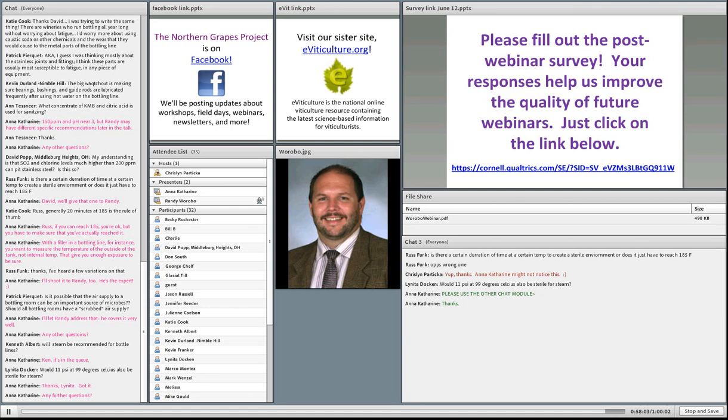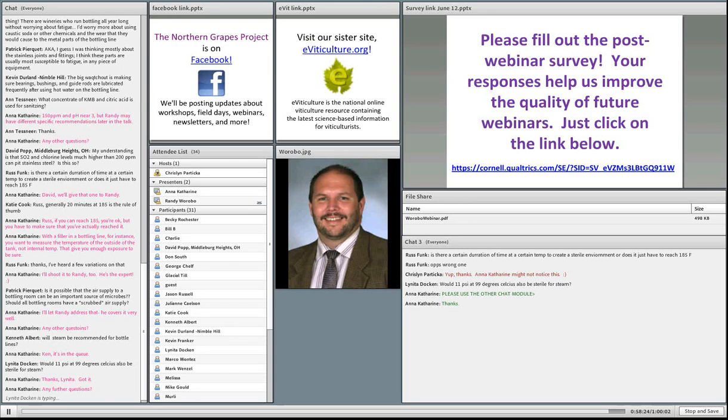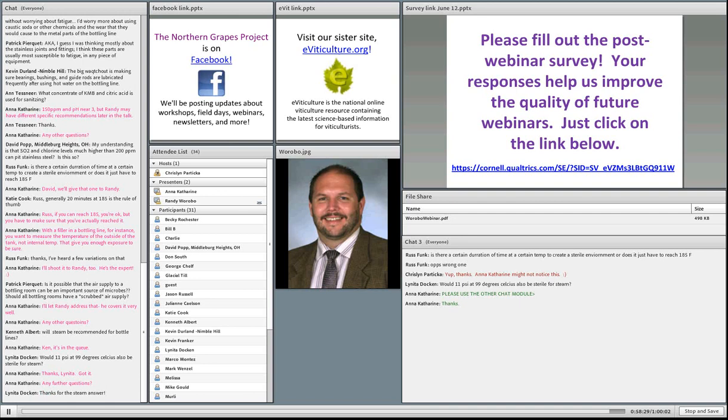Next question: would 11 psi at 99 degrees Celsius be sterile for steam? Yes, that would be sterile. Because now you're dealing with steam, it has a higher energy release when it cools down, and at that pressure you'd have to have a specific amount of time. Usually it's 20 minutes, but normally, as the steam is being generated, it's being evolved off, and the microorganisms stay behind if there are any surviving.